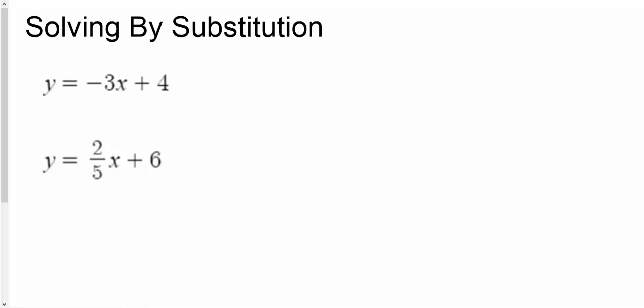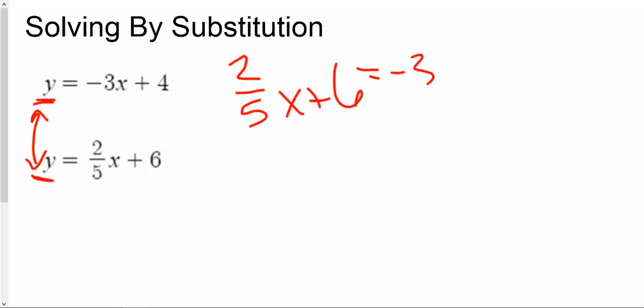So this y has to equal this y. And if this y equals this y, we can set these equations equal. We can set 2/5 x plus 6 equal to -3x plus 4. Because again, that's our goal. There is exactly one point where these lines will intersect. That's one of the big rules in mathematics called an axiom, right? And from here, we're able to solve for it.